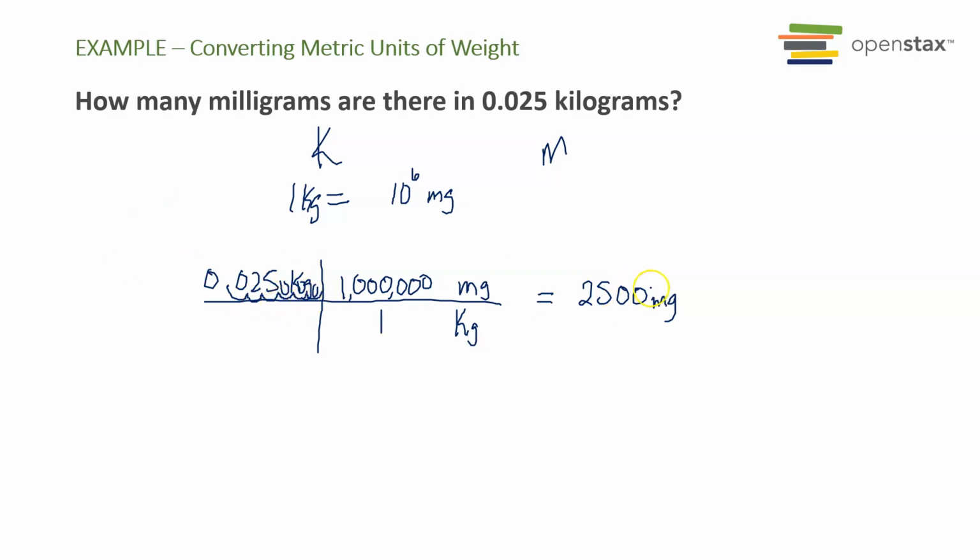Oh, that should be 3 placeholder zeros. So 1, 2, 3, 4, 5, 6. Yeah, so 3 placeholder zeros. So 25,000 milligrams is 0.025 kilograms.